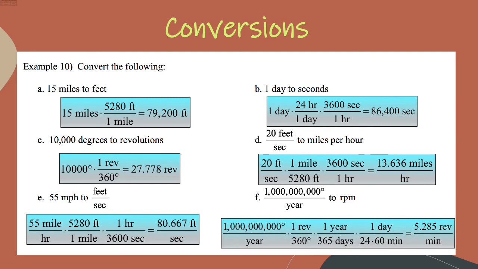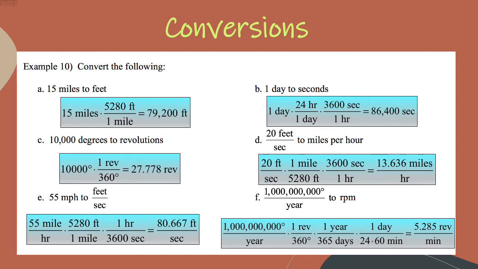F works with the angular velocity 1 billion degrees per year. And we would like to change that to RPM, which stands for revolutions per minute. So we start with our 1 billion degrees per year. And our first job is to change to revolutions. And therefore, we will multiply by 1 revolution over 360 degrees. The degrees cancel. So we are left with revolutions per year.